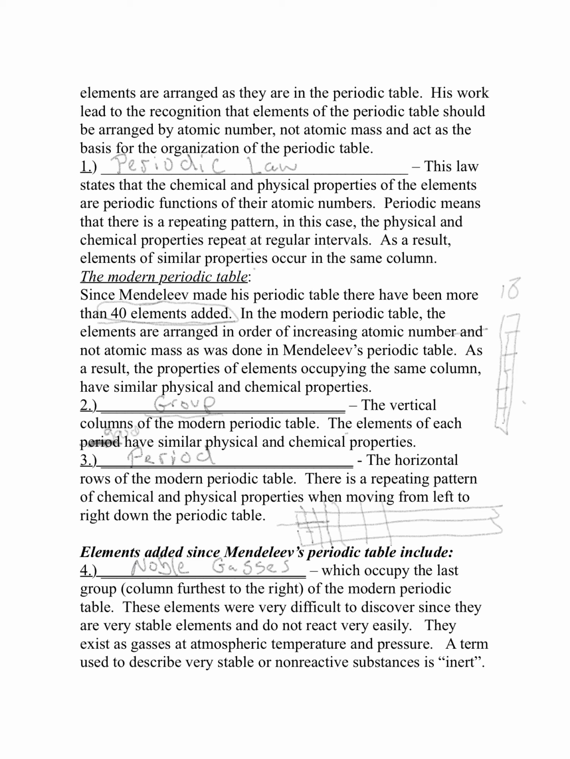So as I go across the period, I'm going to pass groups 1 through 18. And then when I go down to the next period, I'm going to cross groups 1 through 18 again. And I'm going to see that as I go across group 1, the physical and chemical properties are going to be similar. Group 2, group 3, and so on and so forth. So that's the periodic law. Okay?